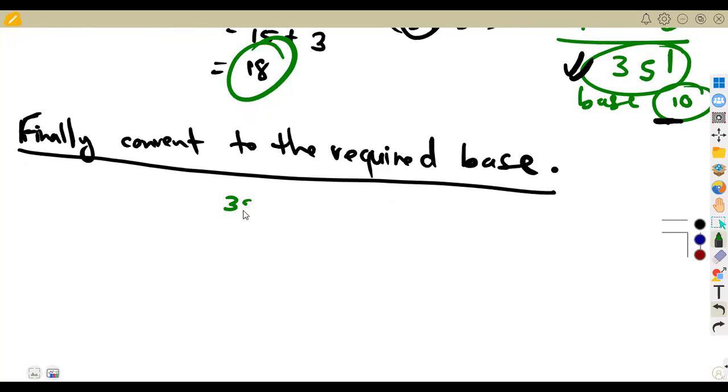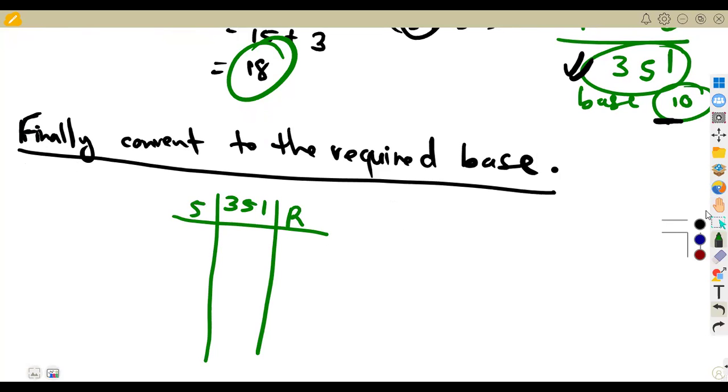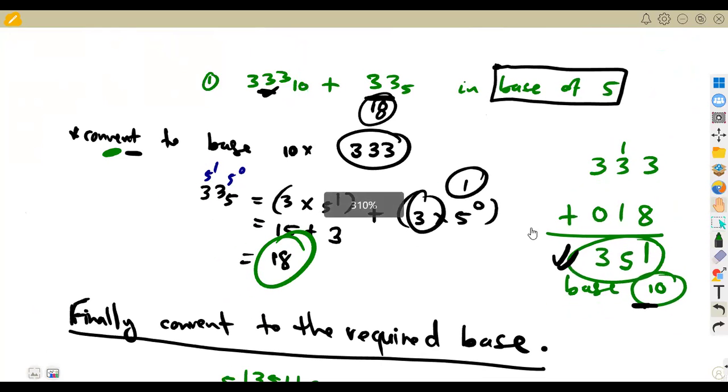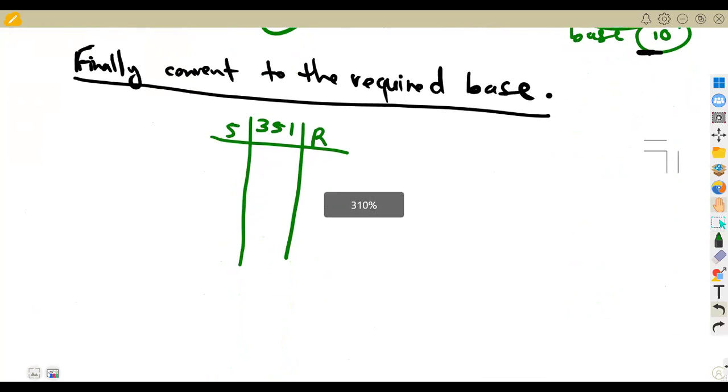Remember, I said you divide by the given base throughout, noting the remainders down. So we are going to divide by what? By the base we are converting to, the required base, the base of 5. All right, so let's convert to the required base and see what you're going to have. 35 divided by 5, that is 7. 1 divided by 5, that's a 0 there, remainder 1. We divide again by 5, 7 divided by 5, that is 1, remainder 2.